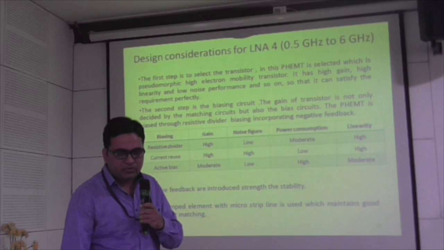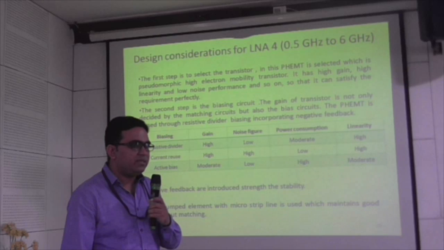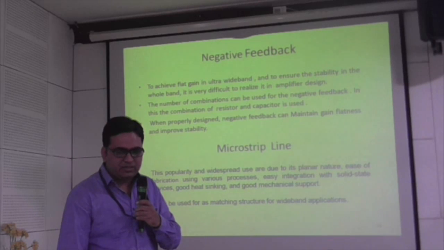Here I have used the PHEMT transistor and the gallium arsenide process, and used the resistor divider because it gives us a high gain and low noise figure, and negative feedback introduces stability to the network. And I have used the strip line structure for the matching purpose because it gives us ultra wideband application with flatness. So the negative feedback gives us a flat gain for ultra wideband.